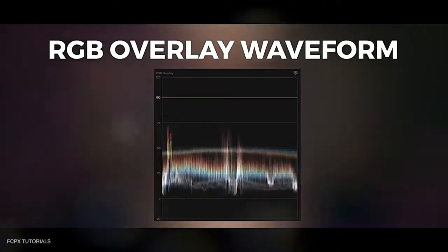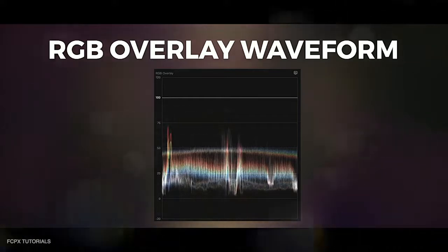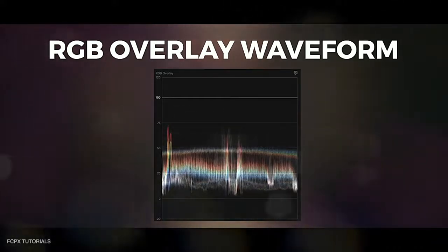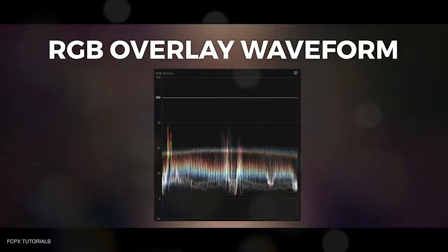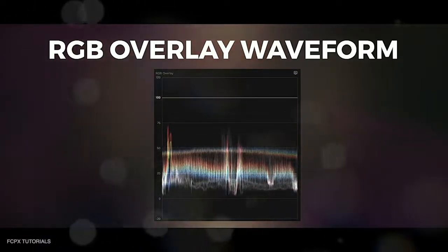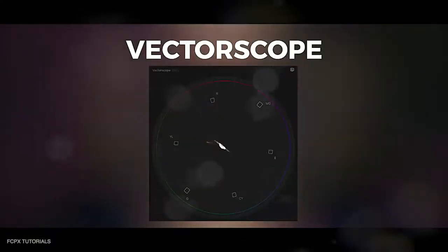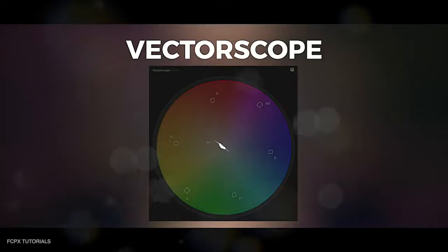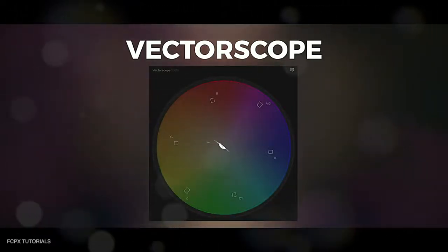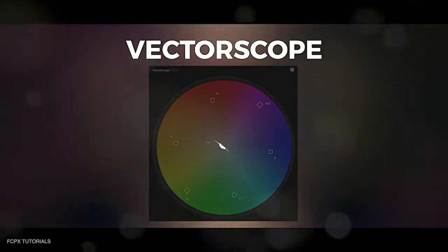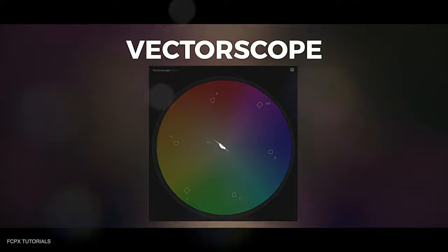The RGB overlay waveform is helpful for correcting white balance issues. It reads the same as the luma waveform, but it also shows the color channels in red, green, and blue. This makes it easier to spot imbalances if either the image is too cool or too warm. The vector scope corresponds directly with the color wheel, and I've overlaid it here for convenience. It shows what colors are in the image as well as their saturation. The further the trace extends from the center of the scope, the more saturated or vivid the colors are.